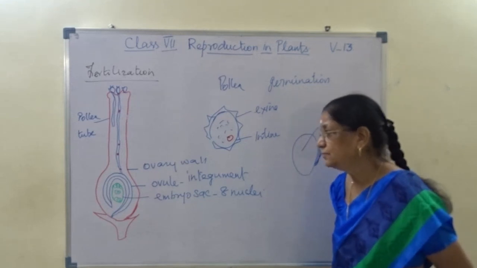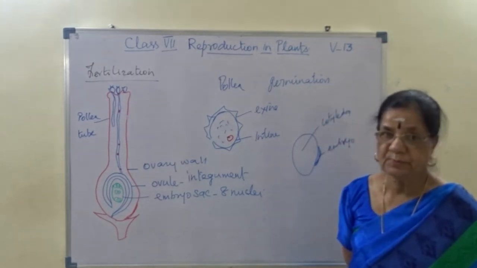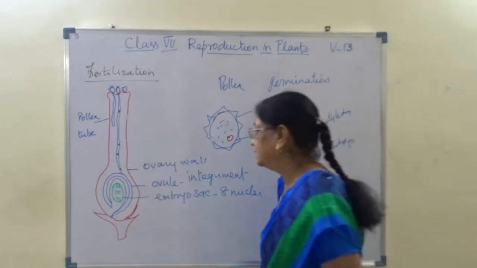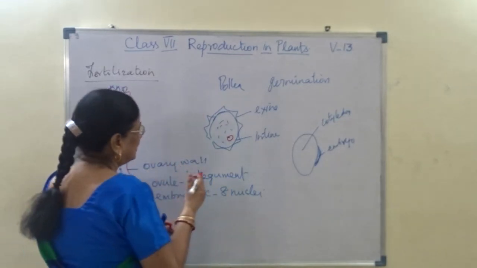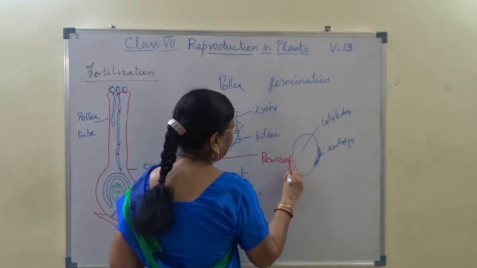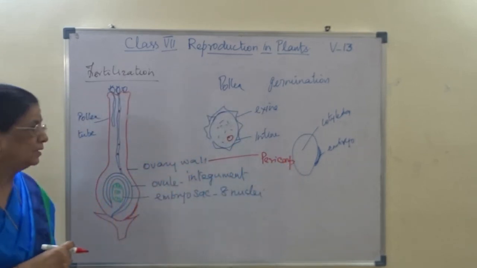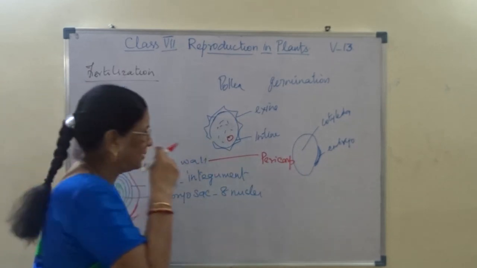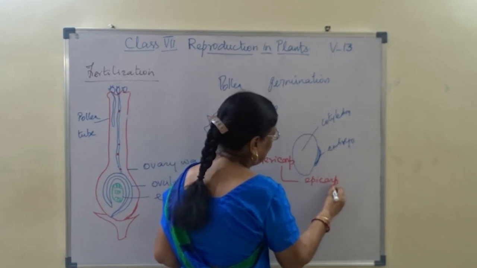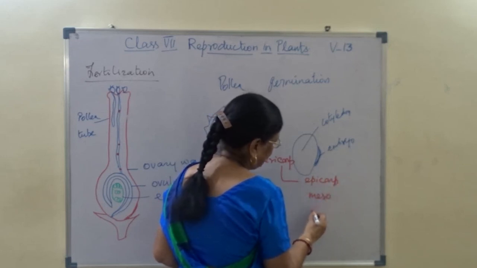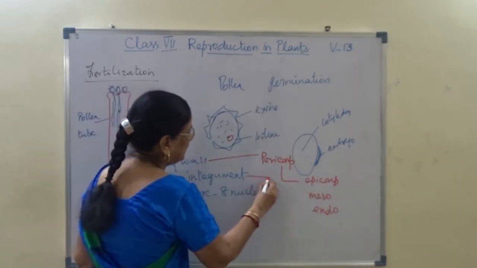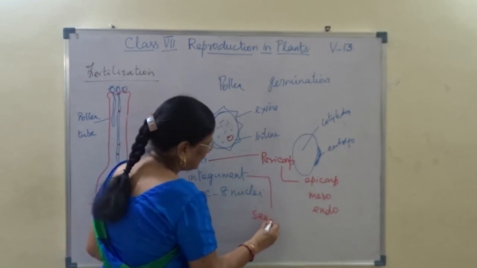So now after fertilization, fruit is formed. Fruit is nothing but a ripened ovary, where the ovary wall will become the fruit wall, that is called pericarp, and that is formed of outer epicarp, middle mesocarp and inner endocarp. Whereas the integument forms the seed coat.